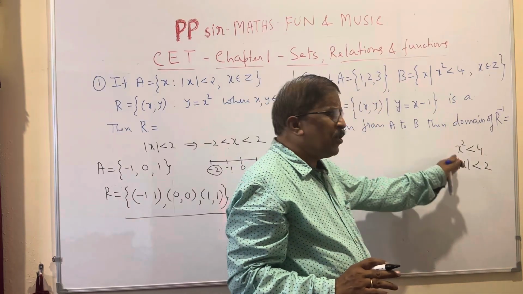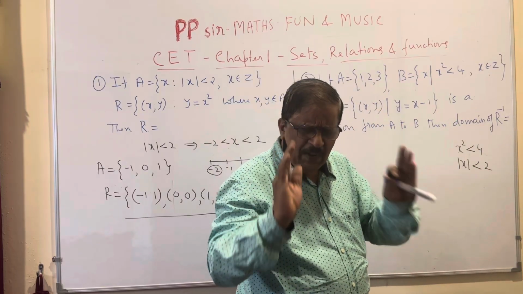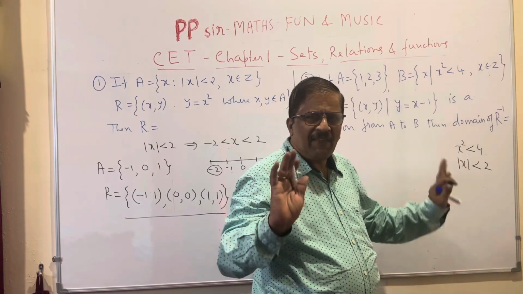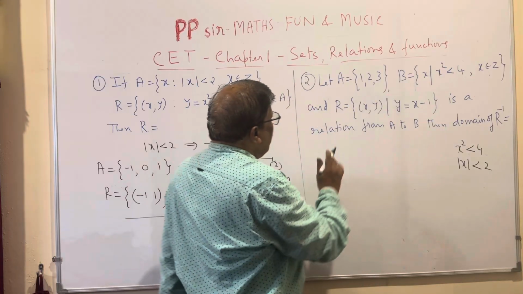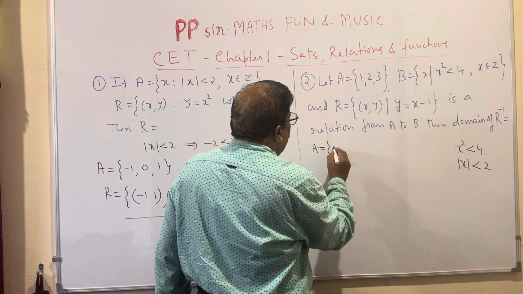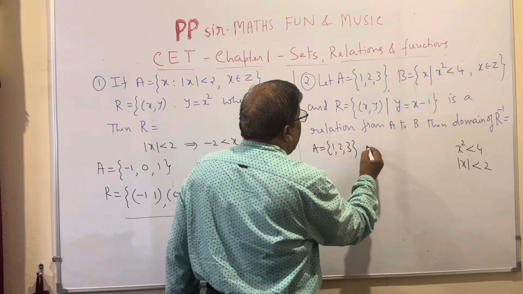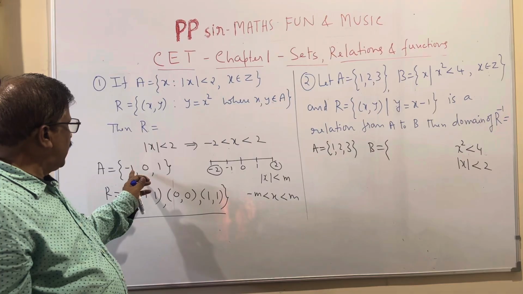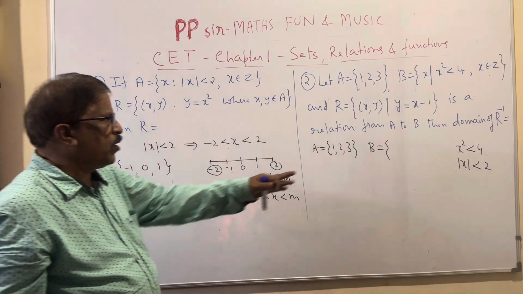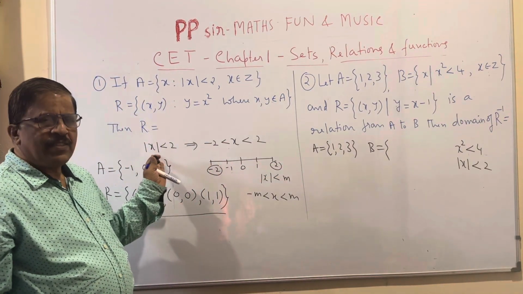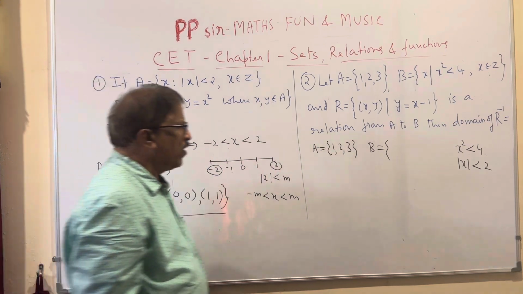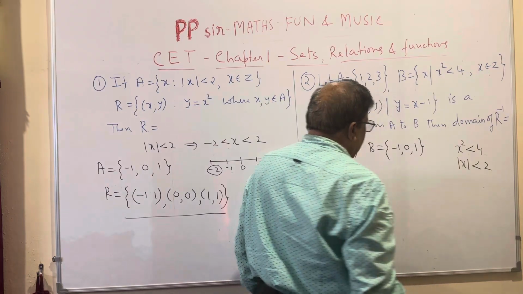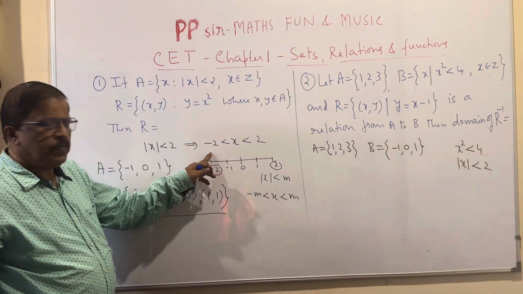So x square strictly less than 4 is equivalent to mod x less than 2. These two statements are one and the same. Now, what is B? A is given, 1, 2, 3. So what should be B? B is the same as this one, that is minus 1, 0 and 1, because mod x less than 2, we have already seen in this problem. We know the values of x, it is minus 1, 0 and 1, correct? You have already done that part.